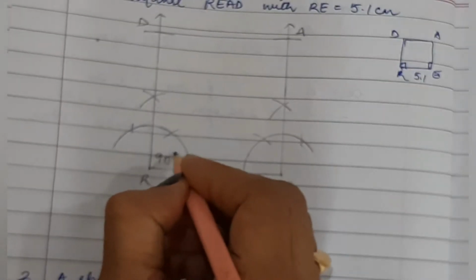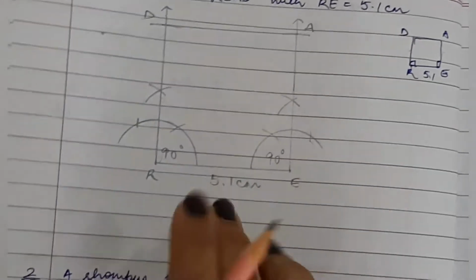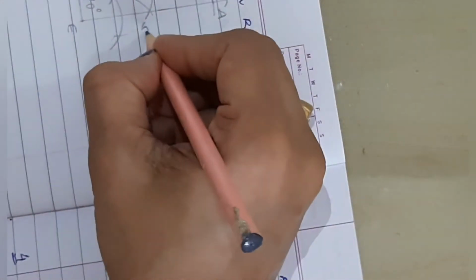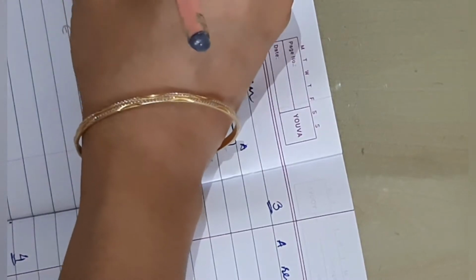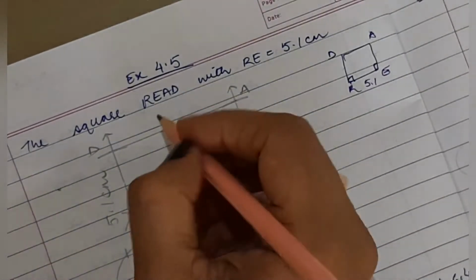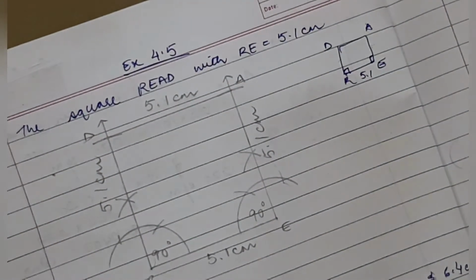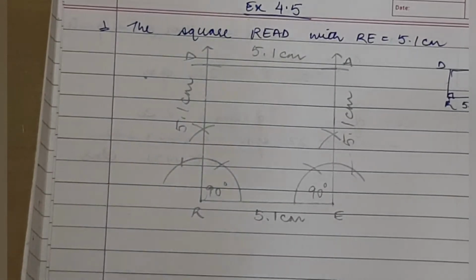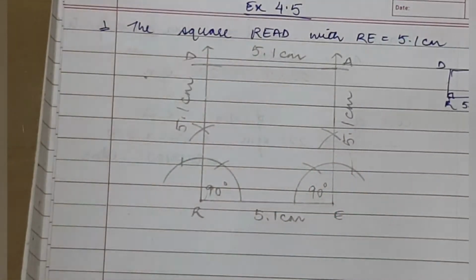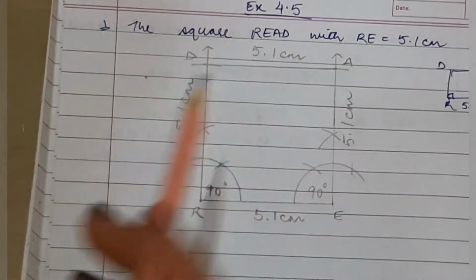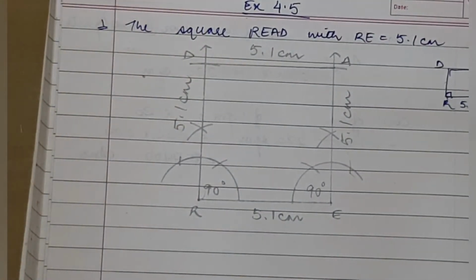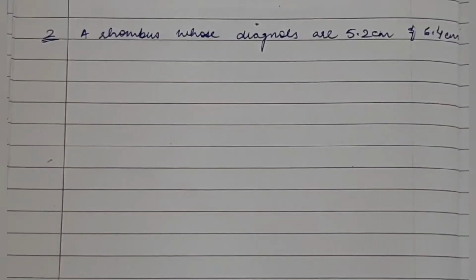Now we will write all the segments. This is 90 degree, this is 90 degree, this is 5.1 centimeter. Write 5.1 centimeter here also as we constructed it. This is also 5.1 centimeter. You can write 5.1 centimeter at this line segment also. Now this question is done as we have written all the measurements also, 90 degree, 90 degree and all the four segments. So READ is your required square.